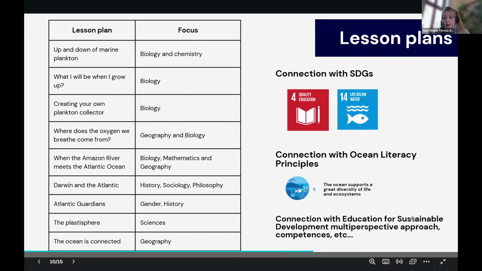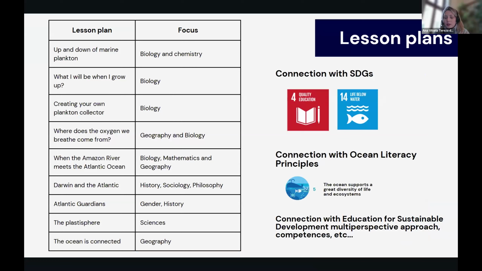We have 9 lesson plans. They have different perspectives, but in many of them we touch on the topic of the microbiome, especially on the plankton side. So we have as well this connection with biology, with chemistry, but we have other lesson plans that also have a strong focus on history, on sociology, on philosophy, and you can bring the ocean as well to the students with this one on Darwin, for example, and the Atlantic, with a different type of perspective rather than the scientific one. We also have one lesson plan that touches on gender roles in the Atlantic region.